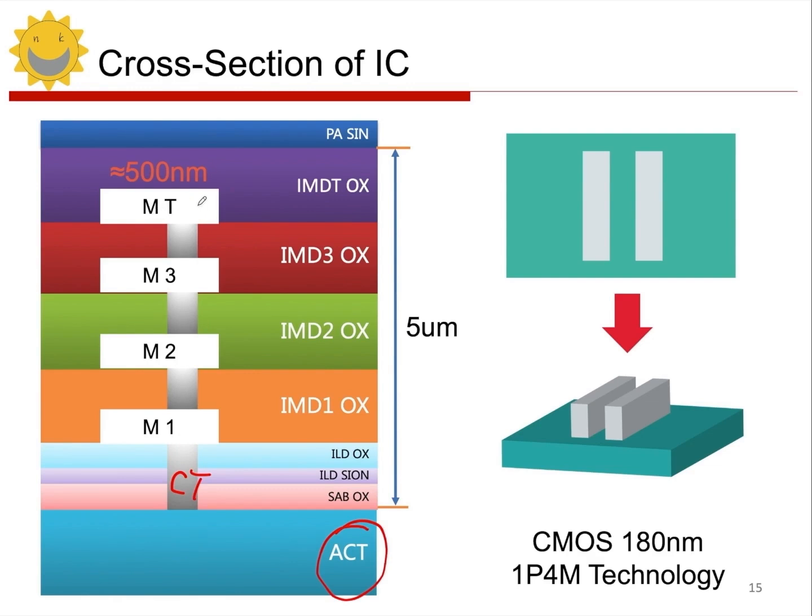If I want to connect M1 to M4, how do I do that? I need to use something called a via, or VL. There are several types of vias. For example, the via connecting M1 to M2 is called VL1, and the one connecting M2 to M3 is V1.